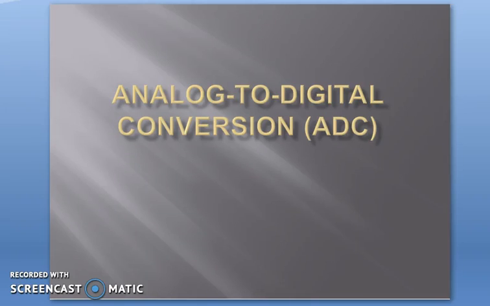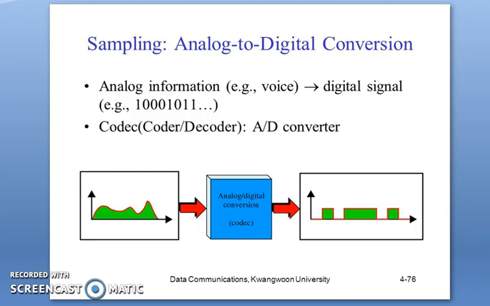Good morning. This topic deals with analog to digital conversion. We need to convert the analog data to digital data so that it can be understood by the computer. That is why we go for the conversion of analog to digital data, and that is called sampling. Analog to digital conversion is called sampling.